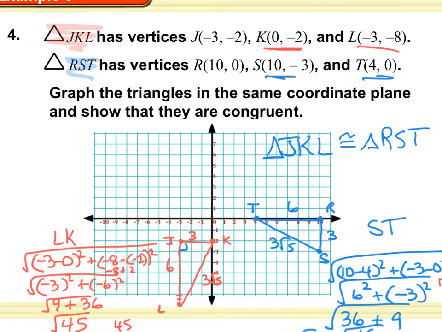Make sure everything matches. Notice the J and the R are both the right angle. And then the K is here at the end of the 3, which matches with the S, and then to the T. So these are congruent. And the congruent reason would be side, side, side, because all three sides are congruent.